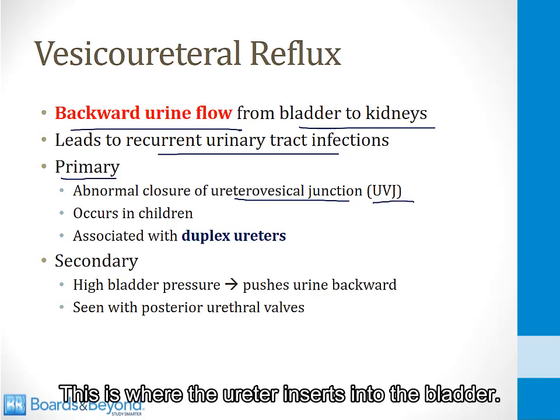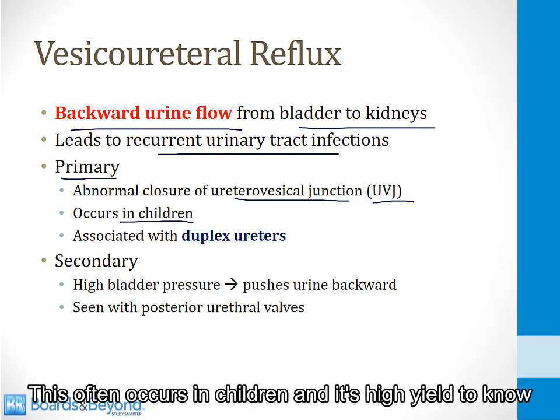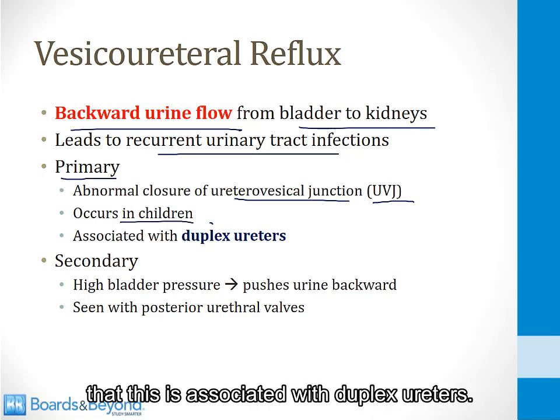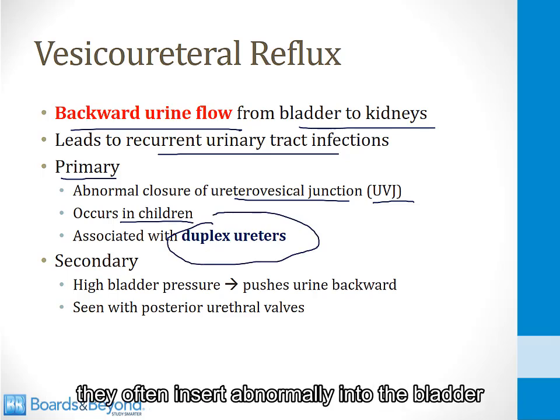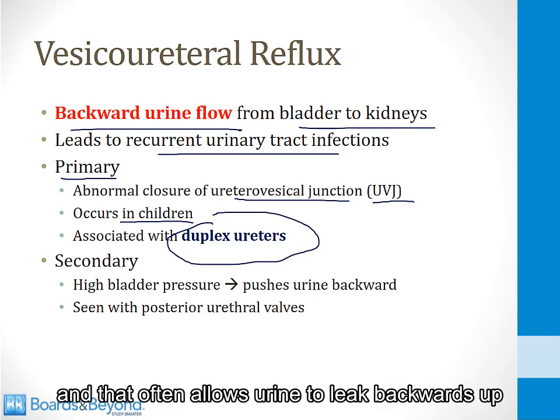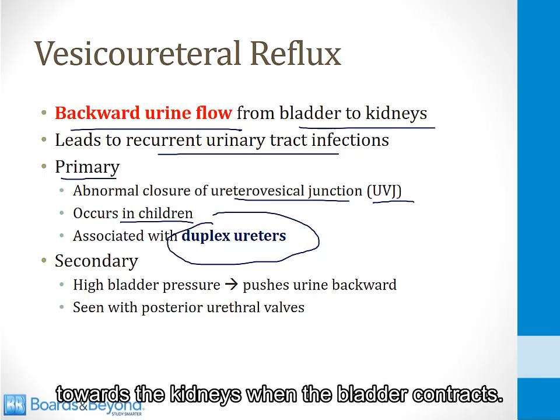This is where the ureter inserts into the bladder. This often occurs in children, and it's high yield to know that this is associated with duplex ureters. If the ureters form abnormally and they are duplex, they often insert abnormally into the bladder, and that often allows urine to leak backwards up towards the kidneys when the bladder contracts.